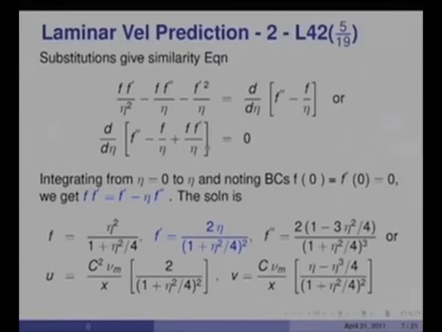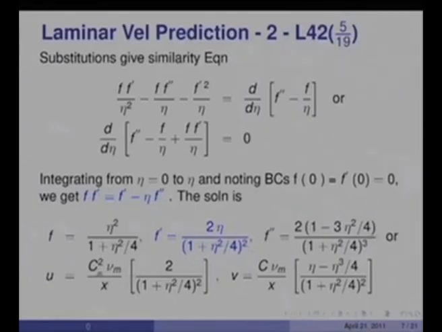If I integrate this from 0 to eta, that is going from the axis of the jet to some radius, and noting the boundary conditions f(0) and f dash(0) are 0, this will transform to f f dash equal to f dash minus eta f double prime. The solution then is f equal to eta square over (1 plus eta square by 4). The velocity in the jet, f dash, is equal to 2 eta over (1 plus eta square by 4) squared, and f double prime is so on and so forth.